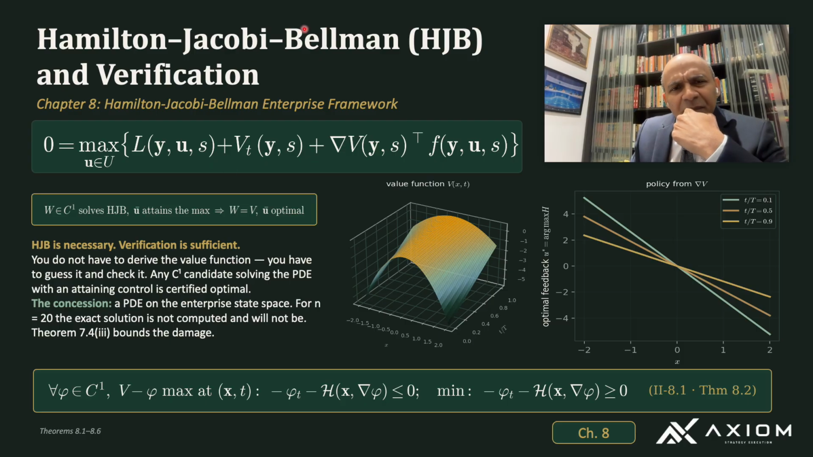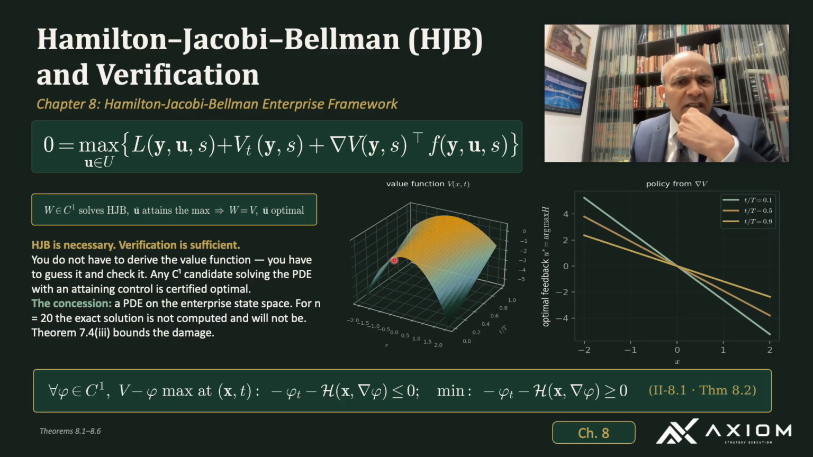Now, HJB is necessary. If the value function is smooth, it solves the equation. We discussed that before. And verification is sufficient, and it turns the other way. Find any smooth candidate W solving the equation with the right terminal data, exhibit an admissible control attaining the maximum along its own trajectory, and that control is certified optimal, and W is the value function. You can go that way as well.